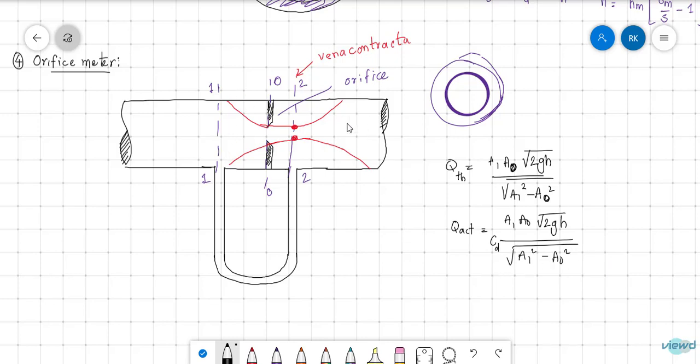Sometimes the area of the vena contracta is given. So what should be used? There is the coefficient of contraction. The coefficient of contraction is equal to A2 divided by A0, the area at section 2 divided by the area at section 0. This CC will be given in the question, and this CD ranges from 0.65 to 0.68. So this is how we need to measure the discharges and velocities.